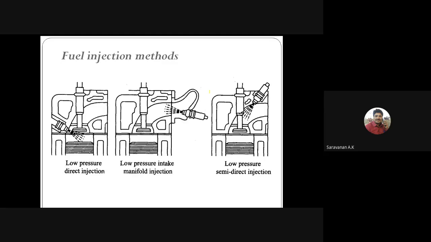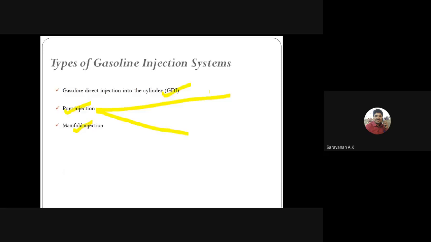Before looking at this, just listen to what I am saying. These types of injections can be grouped under two categories: one is the single point injection, and the other is the multi-point injection. Whether it is direct injection, port injection, or manifold injection, whatever the type, they can be grouped into these two categories.